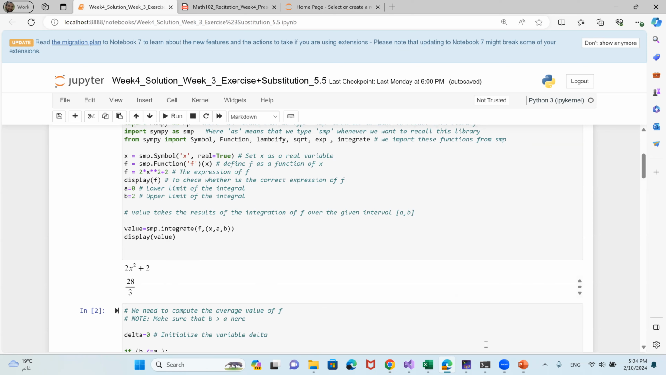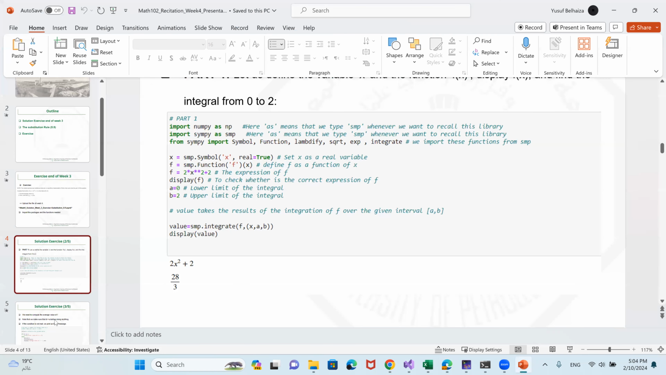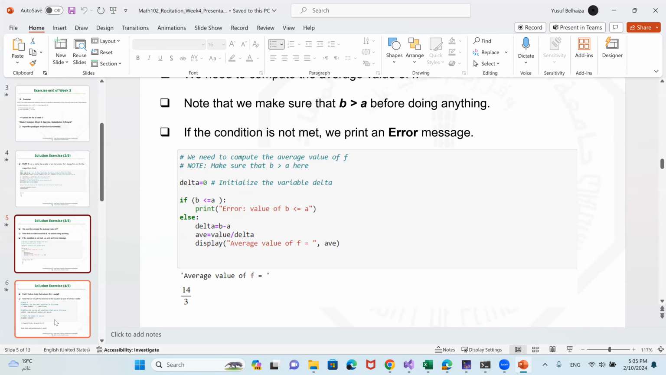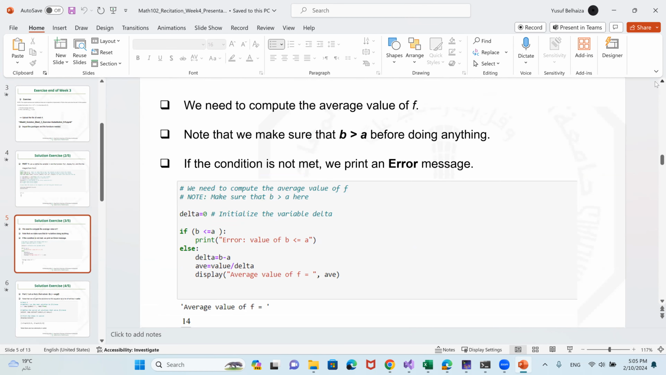Then we have a second part in this exercise. We move to slide number 3 from this exercise. Here, in the second part, we first of all need to compute the average value of the function. And we have to make sure that b is greater than a before doing anything. So if the condition is not met, we print an error message. This is to make our code more interactive with the user.